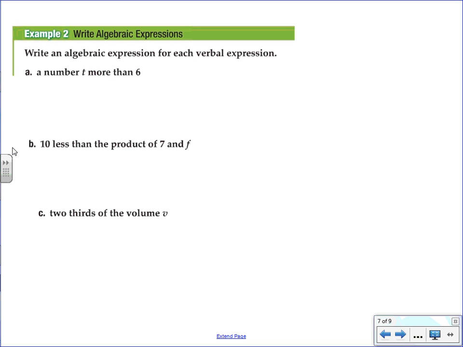Okay, here we're going to write an algebraic expression for the verbal expression. So we have a number t more than 6. So a number t is our variable, and it's that much more than 6. So it would be 6 plus t. t is a variable, and it looks a lot like a plus sign, so try to be careful when you're writing that one, all right?